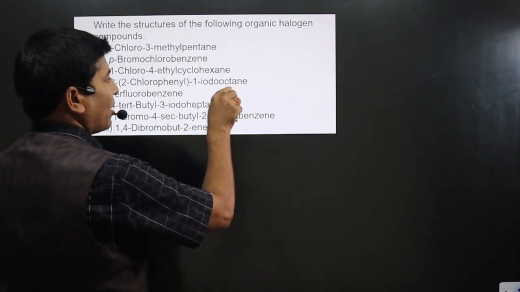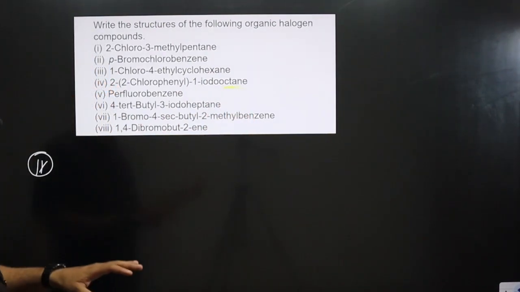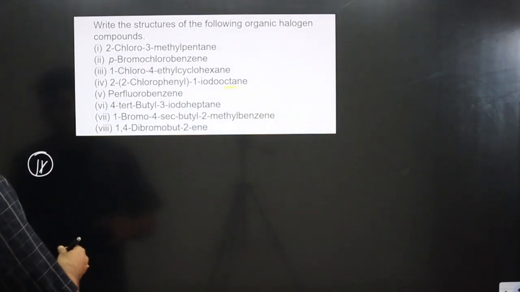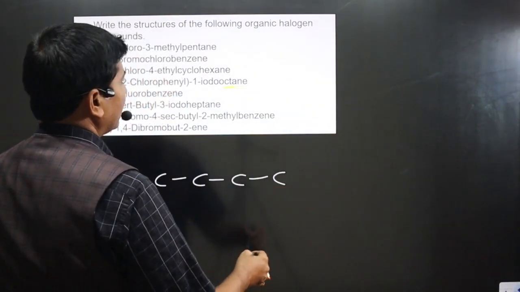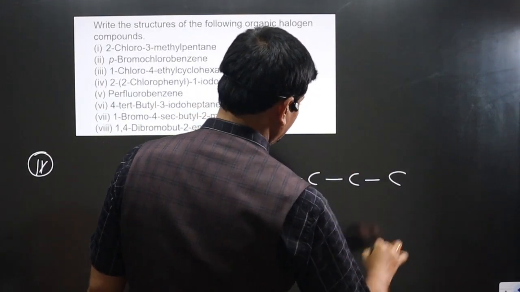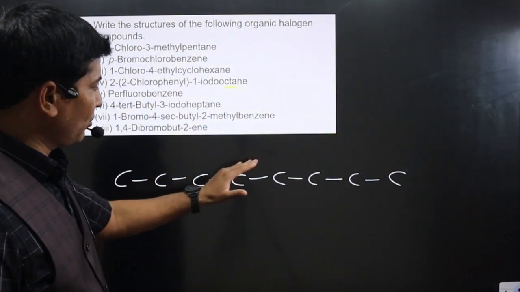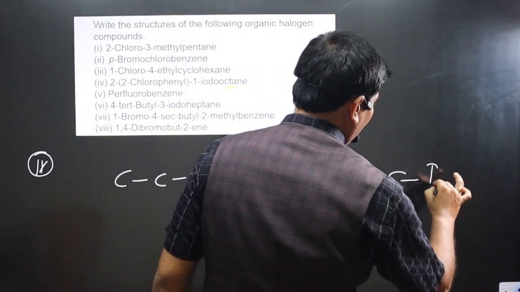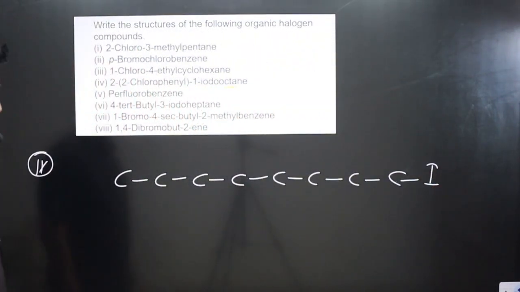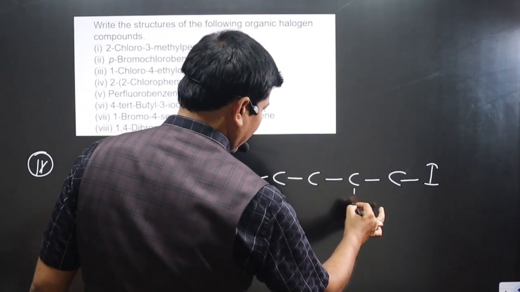This is octane. How many carbon are there in the parent chain? We have 8 carbon: 1 2 3 4 5 6 7 and 8. 1 iodo, so to the first carbon we attach the iodine group. Then it says second, to the second carbon.